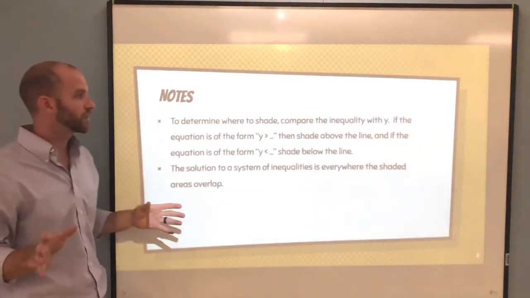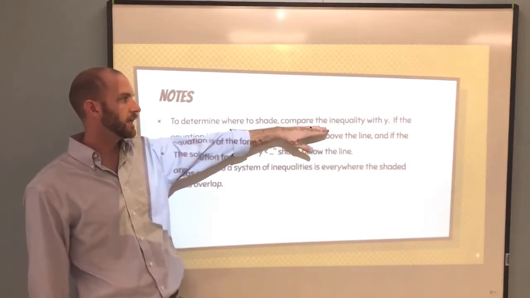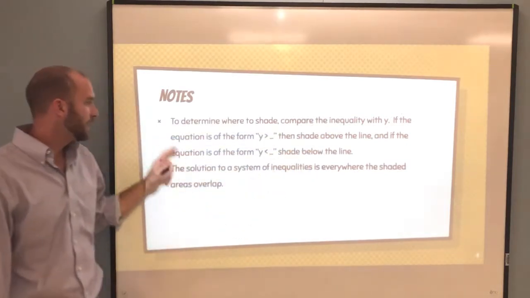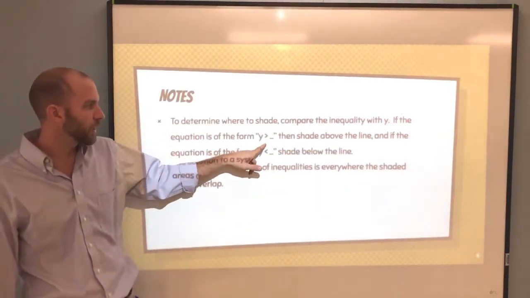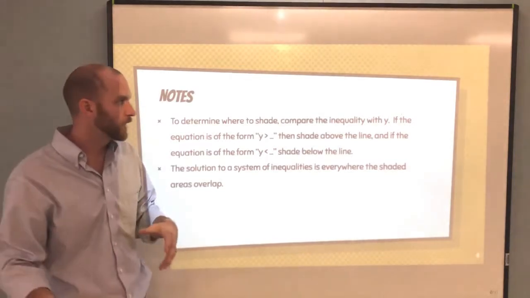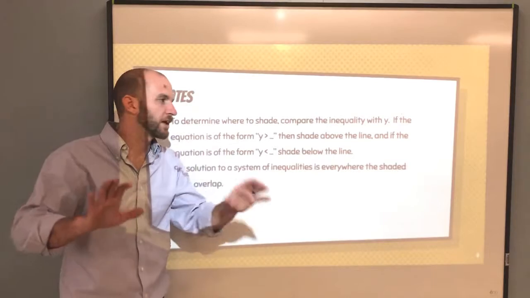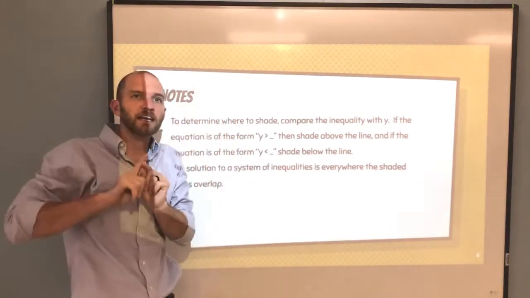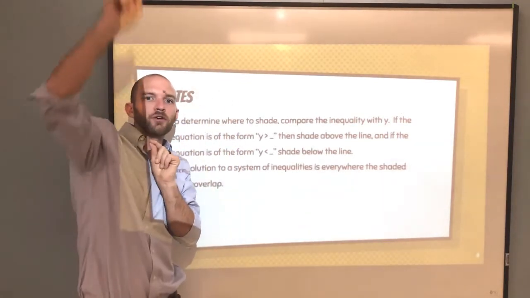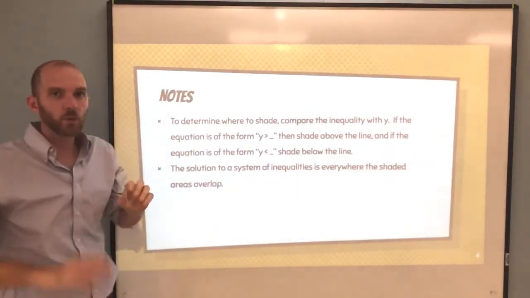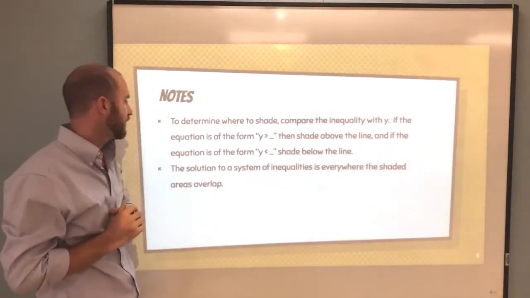To determine where to shade, you're going to need to compare the inequality with y. If the equation is the form y is greater than, or y is greater than or equal to, then we're going to shade above the line. Let's pause right here for a second. We're shading above because that is where y is going to be greater. It's going to go up. It's going to go into more and more positive values.